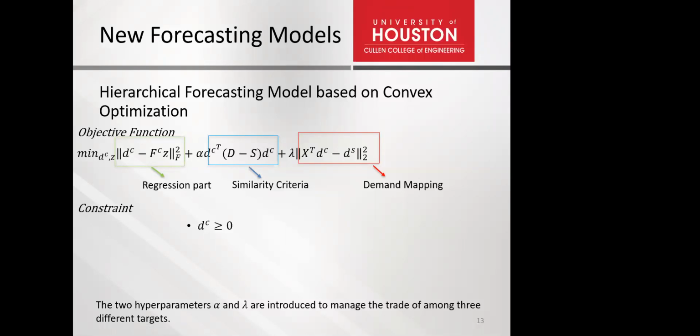We have two hyperparameters in this equation. One is the alpha and one is the lambda. So what we're trying to do is to manage the trade-off among different targets by using these hyperparameters. When I move to the results, I'll show what are some of the drawbacks of this forecasting model.